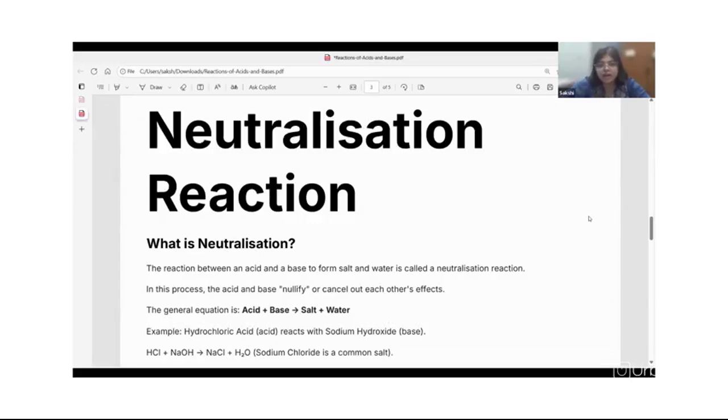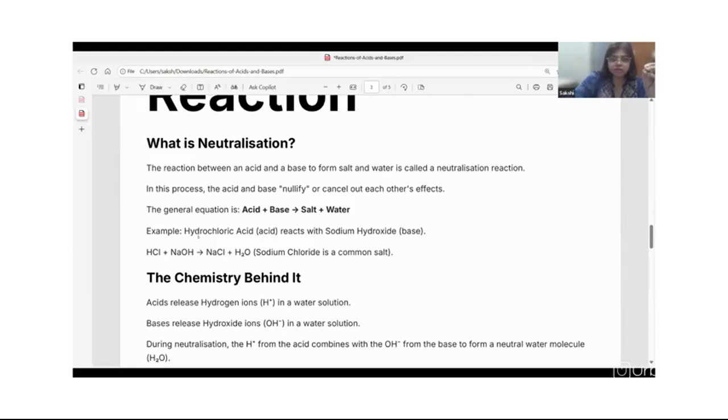Hello everyone, let us start with the next topic, that is neutralization reaction. So what is neutralization? You must have also learned about this in younger classes. Let us revise. Neutralization is basically when an acid and base react together, they form salt and water. As it is mentioned over here, whenever acid and base react together, they form salt and water, and this reaction is known as the neutralization reaction.